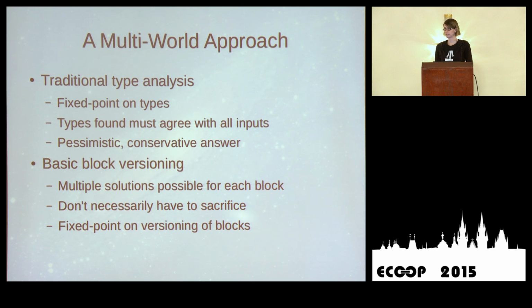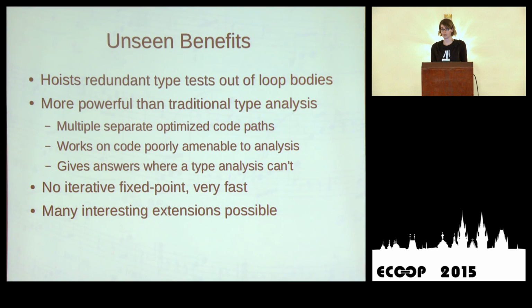So what's the difference between basic block versioning and a traditional type analysis? Well, a traditional type analysis would do a fixed point on the types, so try to find types that agree with all possible inputs, which forces us to have a conservative answer that is always valid for all possible inputs. With basic block versioning, we accept that there might be multiple possible solutions of types for different basic blocks, and we don't necessarily have to make a compromise in terms of precision. So basically, instead of doing a fixed point on the types, we're doing a fixed point on the generation of basic block versions. And there are some interesting advantages to this approach.